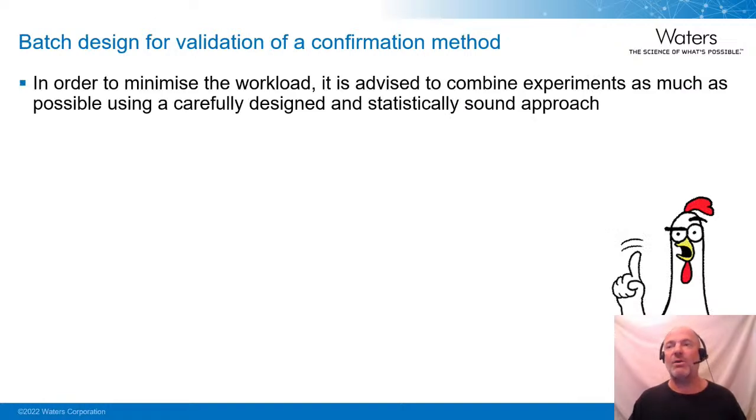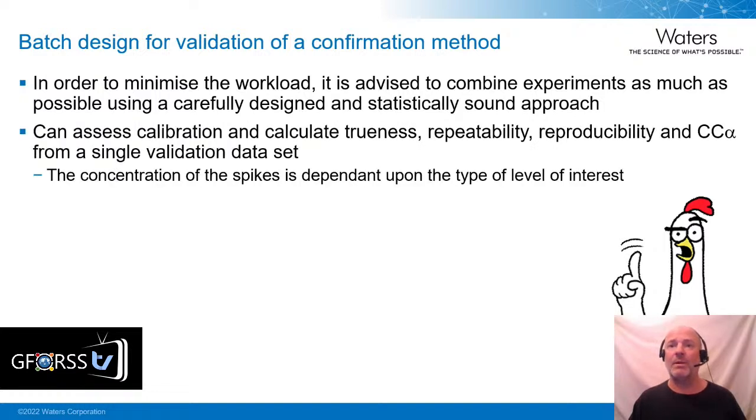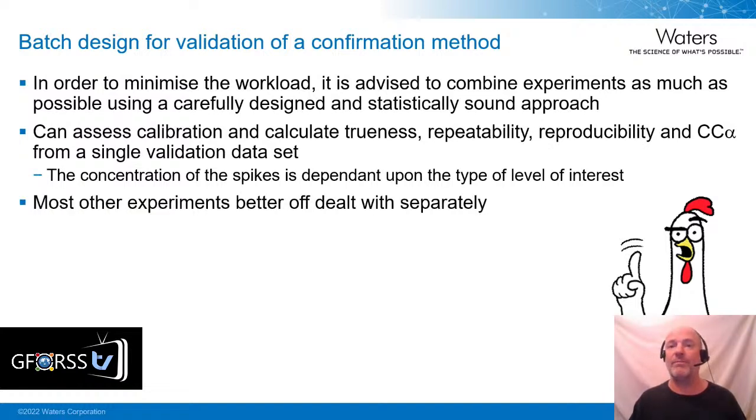So as we showed on the previous slide, there is a lot of work required to validate a confirmatory method, and we want to try to minimize the workload. So it is possible to combine some of these experiments. We can assess calibration graphs. We can then calculate trueness, repeatability, reproducibility, and CC alpha from a single validation data set. The big difference is the concentration of the spikes is dependent on the type of level of interest, so an MRL versus a banned substance.